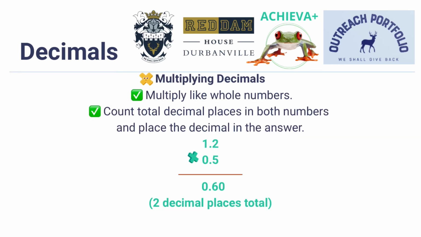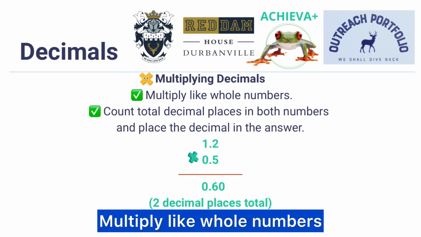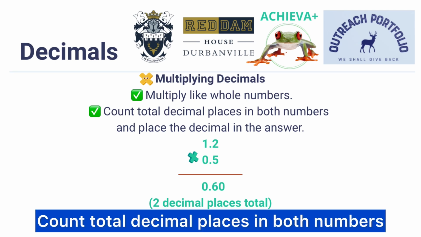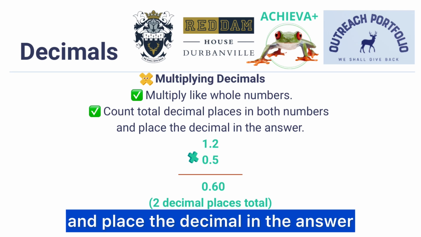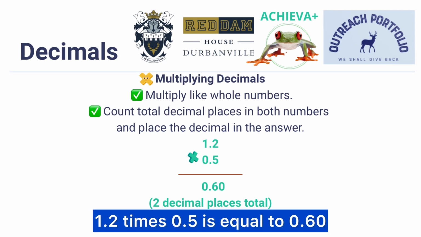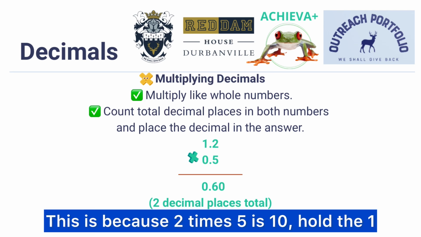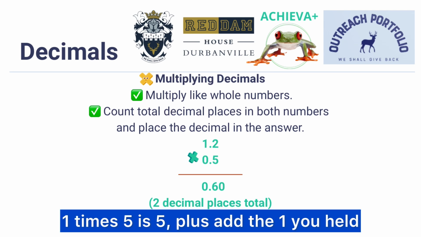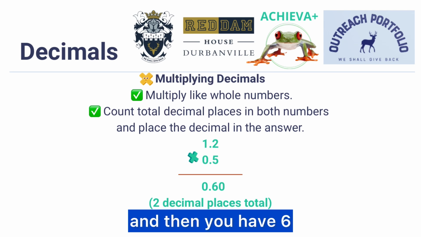Multiplying decimals. Multiply like whole numbers. Count total decimal places in both numbers and place the decimal in the answer. 1.2 times 0.5 is equal to 0.60. This is because 2 times 5 is 10, hold the 1. 1 times 5 is 5, plus add the 1 you held, and then you have 6. So the answer is 60.